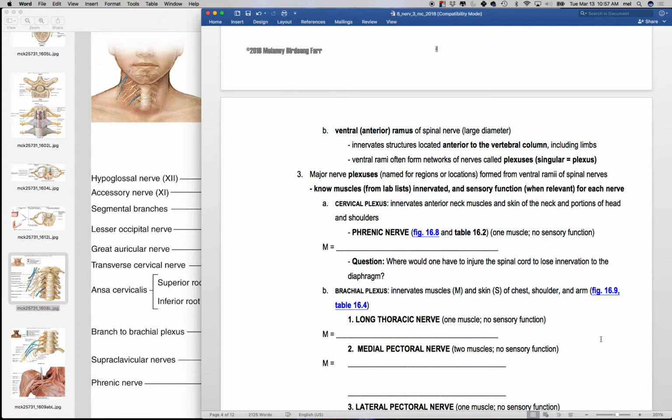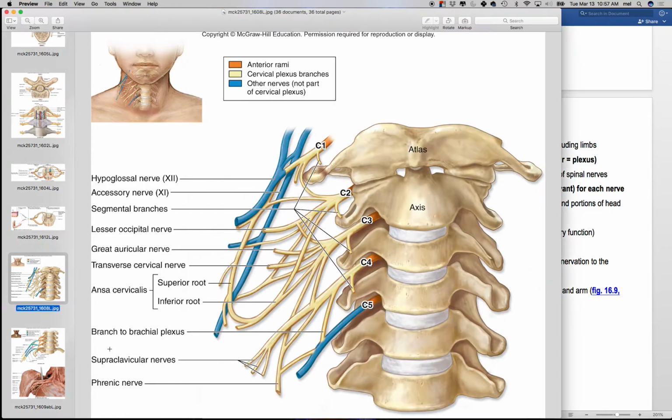So where would you have to injure the spinal cord in order to lose innervation of the diaphragm? Complete innervation of the diaphragm. Yeah, above C3. So the memory tool is C3, 4, 5 keeps you alive. Do you see why? Watch, phrenic nerve. Do you see that you can follow some of the processes through C5? Yeah? Some of the processes through C4 and some of them through C3.